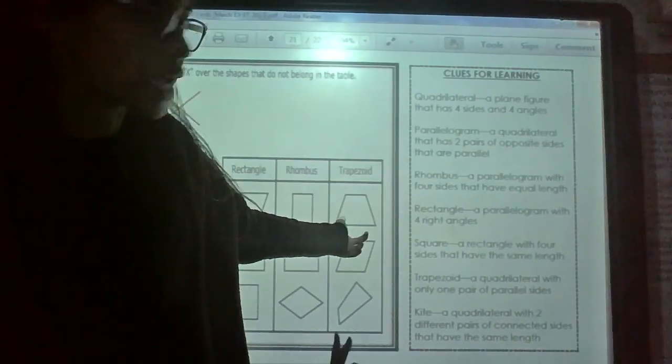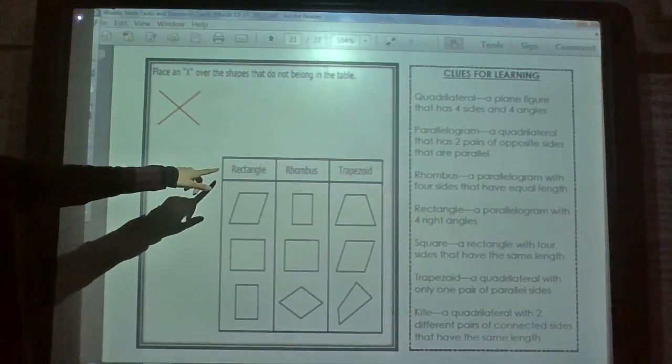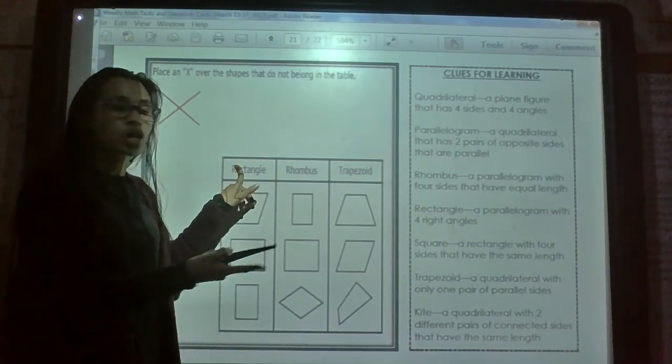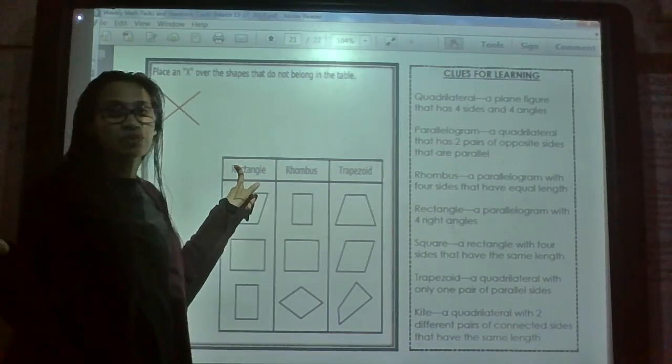So let's go ahead and do this. Look at this one. This first column says rectangle. So we can go back to our clues for learning and see what is a rectangle.